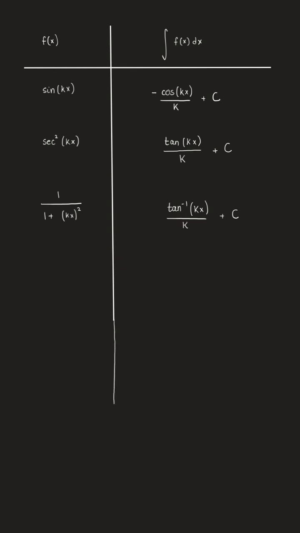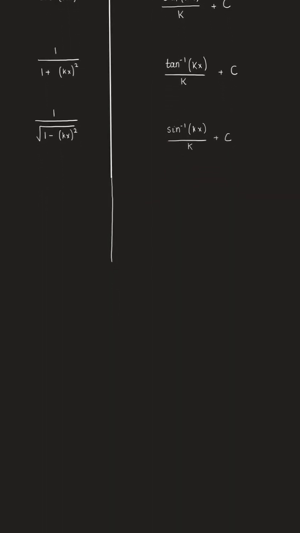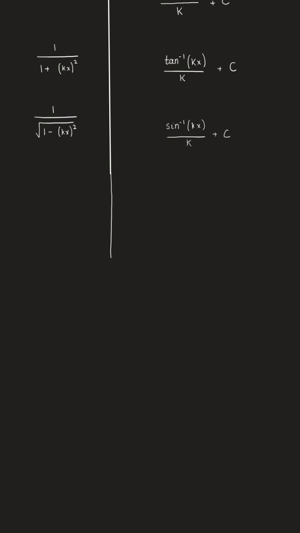Let's do a couple more of these, and then we'll start thinking about undoing the power rule. So now if we have 1 over the square root of 1 minus (kx) squared, well, this is going to be arcsine, or sine inverse, of kx divided by k plus c. And we could continue with the inverse trig functions, but I'm just doing a couple as an example. And now let's think about how we might undo the power rule.